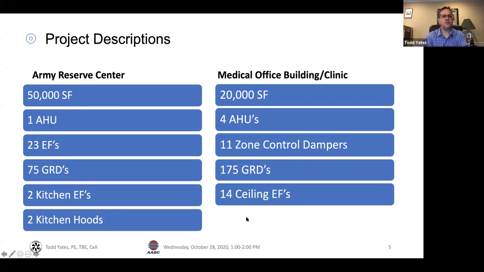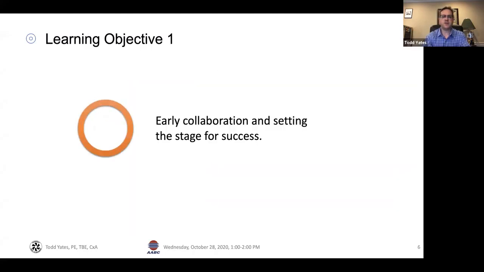So these two projects, let me tell you a little bit about them so you get some context there. It's an Army Reserve Center, 50,000 square feet, with one air handler that served part of the area, exhaust fans that served multiple areas in the building, 75 grills, 2 kitchen EFs and 2 kitchen hoods. That was a renovation project. The medical office building and clinic was a new facility, 20,000 square feet, 4 air handlers, 11 zone control dampers, 175 grills total, and 14 exhaust fans.